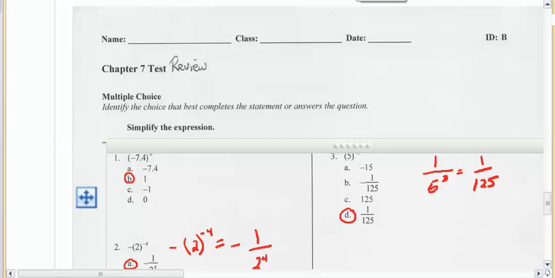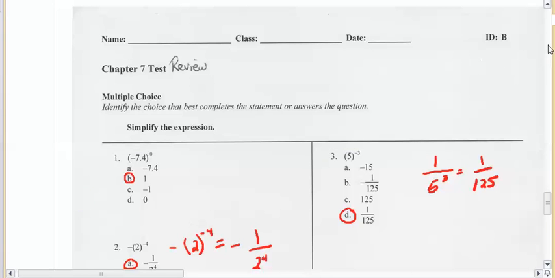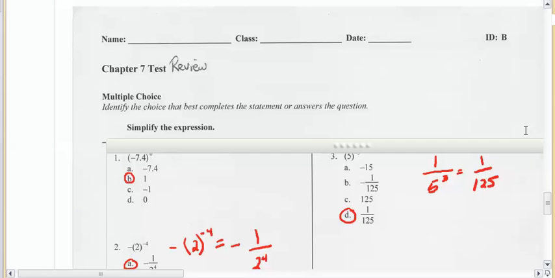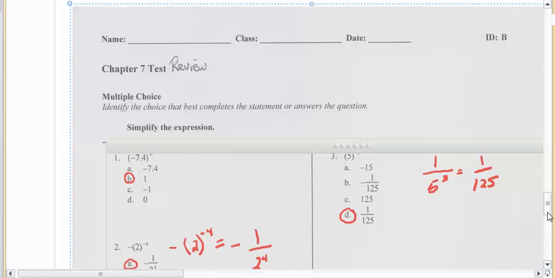Today's video is Chapter 7 Test Review. We're going to go through, I already put the answers. I'll explain it as I go if need be. So number 1 is A.